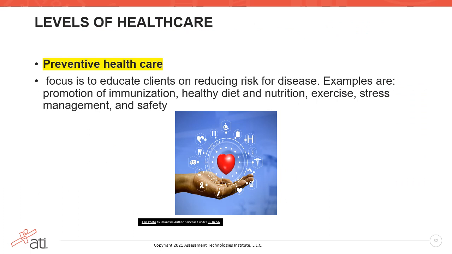Now we're going to jump to levels of care, levels of health care. This is on a spectrum as well. What do we mean by spectrum? Some of them kind of overlap. It's not always real cut and dried what's primary, secondary, or preventative and acute. And let me get into this a little bit more here.